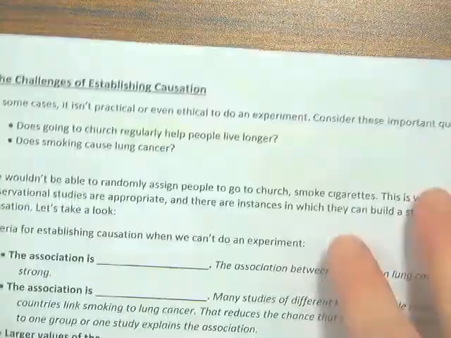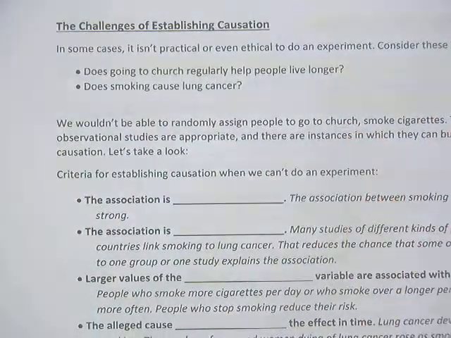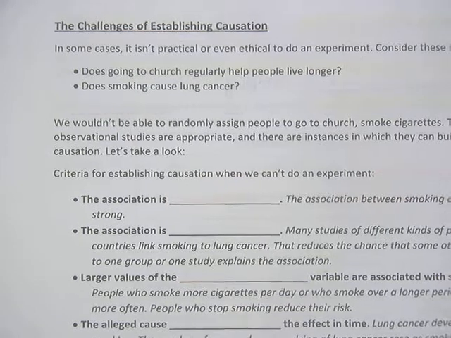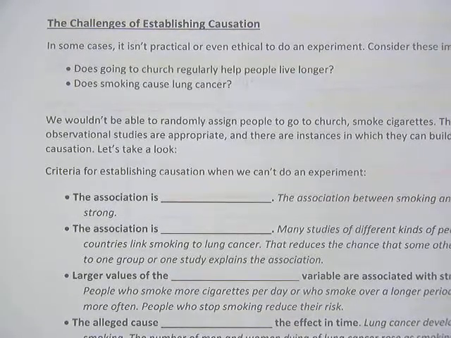When we flip over to the back, I'm going to zoom through this. We've talked about experiments so much this chapter that it might seem like observational studies really aren't that useful. They totally are. They can be. In some cases, it's not practical to perform an experiment because it's not really ethical.